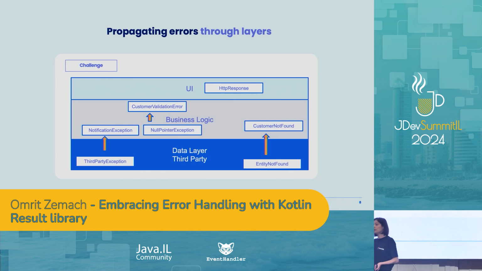So in order to do that, we will need to try-catch every exception type and to map it to a different type. This will cause our code to be more complex and not clean.